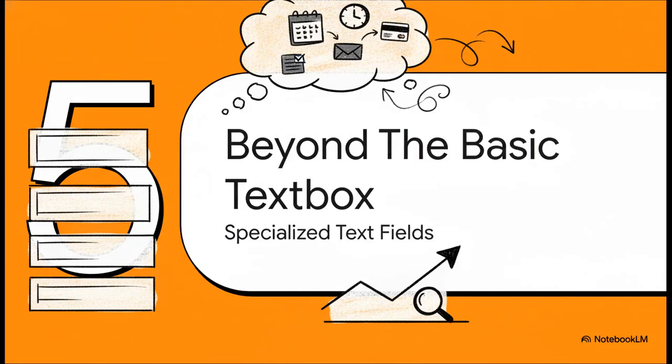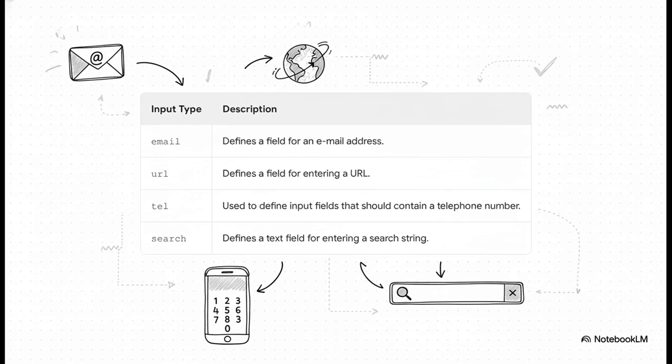We have covered a lot of ground, but we're not done yet. For our last section, we're going to upgrade the most fundamental part of any form, the one we use absolutely everywhere, the basic text field. We're about to make it a whole lot smarter. So think of these as smart text fields. They have a built-in understanding of the kind of data they're supposed to hold.